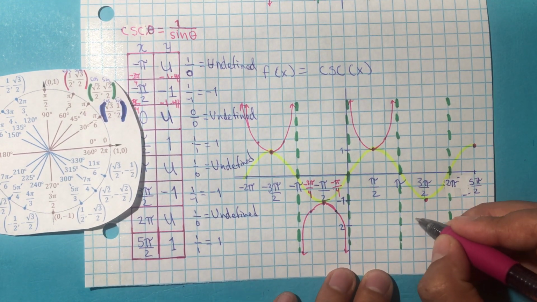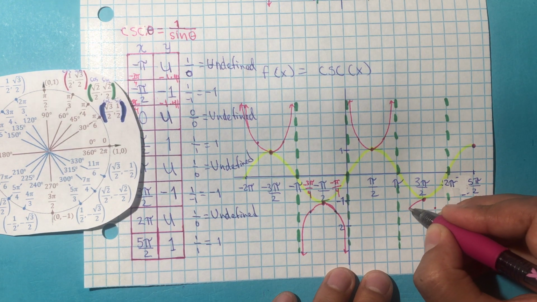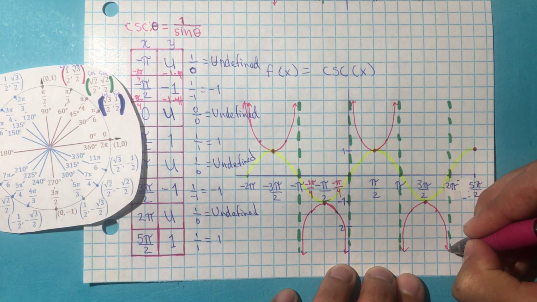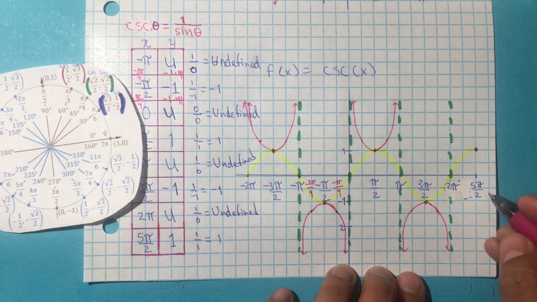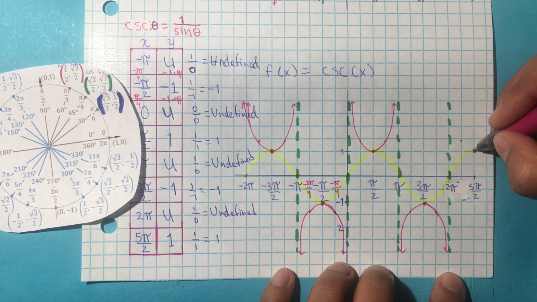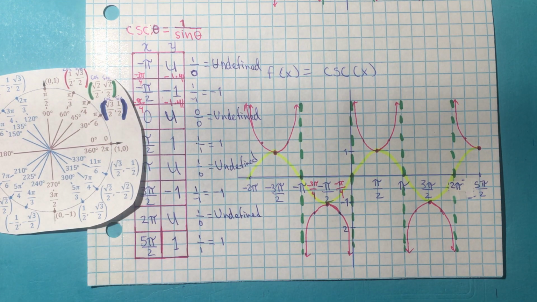And for this one, again, somewhere there. And for this last one, somewhere around there. And that's it. So that's the graph for the cosecant.